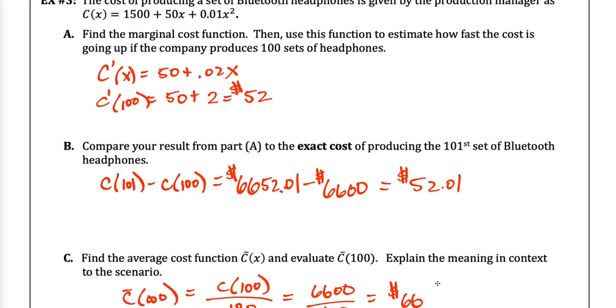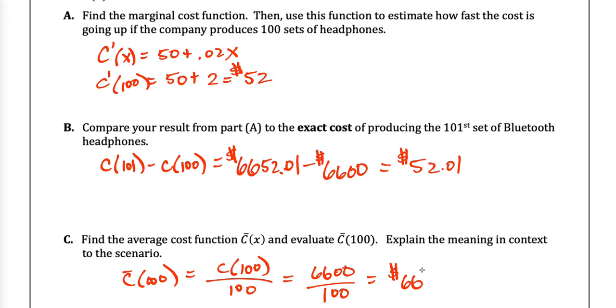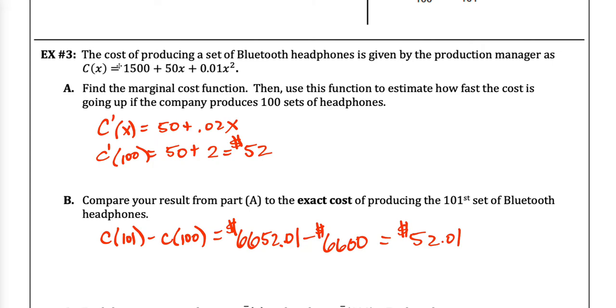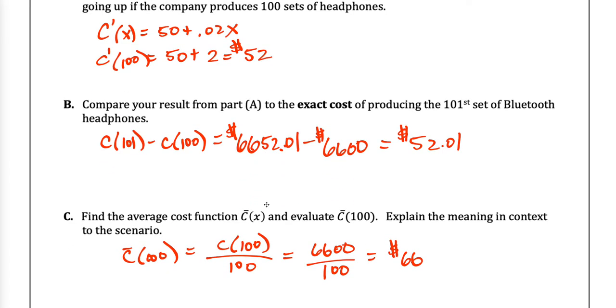To get to 6,600, did you put the 52 back into the regular equation? Because you got like 52 on A. The 6,600 is putting 100 into the original function. Oh, you put 100. Yeah, so the 52 was $52 per headphone at the 100th headphone. Oh, so then you keep 101 in for the regular equation too. Correct. Yep.